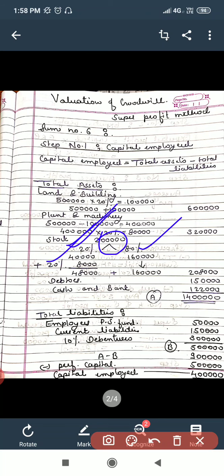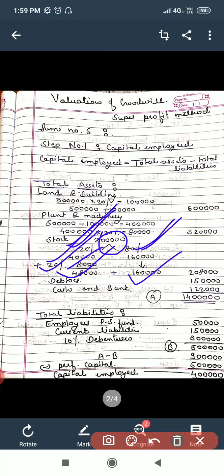The stock of rupees 40,000 is 20% more than its value. That is why 40,000 into 20%, I'll get 8,000. So what is the value of this 20% stock? We have to take into consideration over here 48,000, and for the rest 80% we have not been provided anything. That is why 1,60,000 we will take as it is.